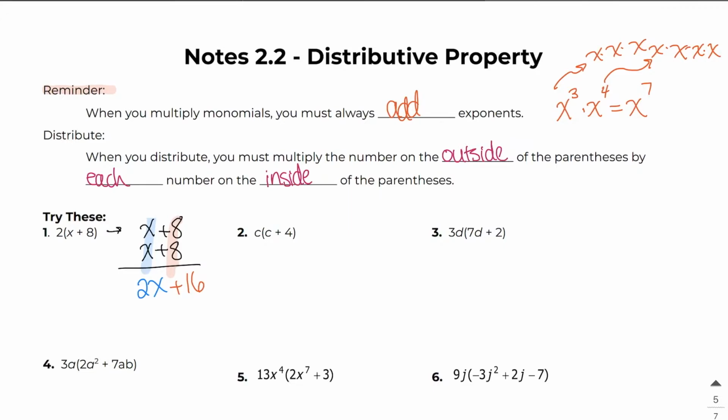Now, what's the shortcut? How can we do this? Because if I have, like, 10 times x plus 8, I don't want to write this out 10 times. So all I have to do is distribute, or multiply, that 2 through. So 2 times x gives us 2x. 2 times 8 gives us positive 16. So that's what we'll write down right here.